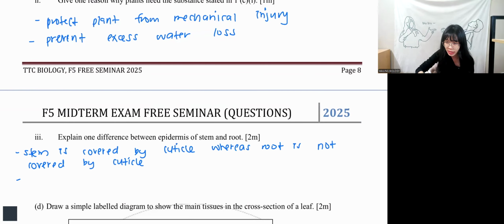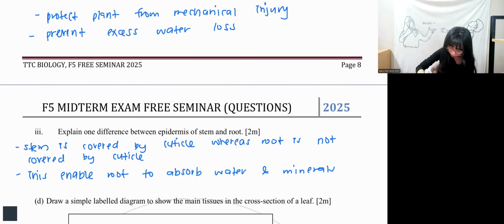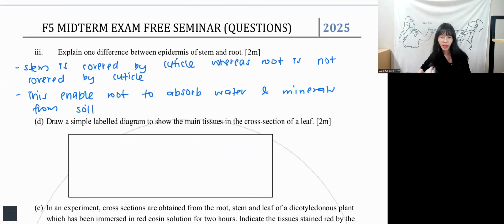For Q, the first one, can you write cortex instead of ground tissue? Yes. If it's a cell, then you can write cortex. If it's a tissue, you can write ground tissue. And these enable root to absorb water and minerals from the soil. Is the root hair of the root a difference for them? Yes, because the root hair grows out from the epidermis. So if you want to write the root hair, you can say it increases surface area for water absorption also. Because the root undergoes a differentiation process to form into root hair.